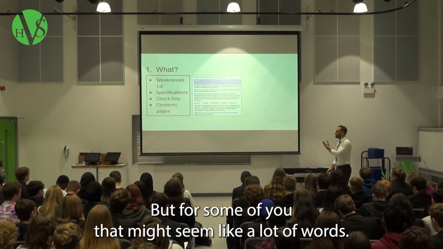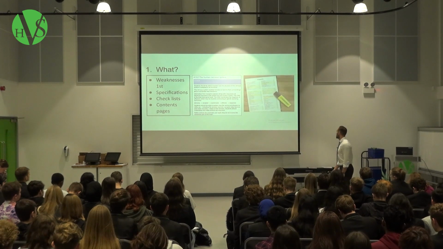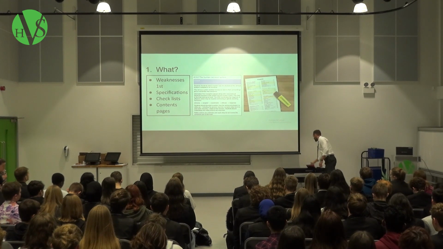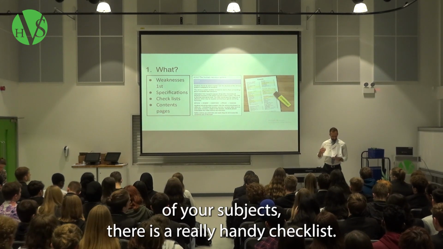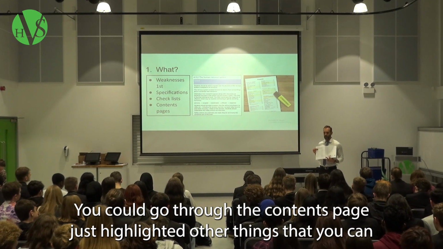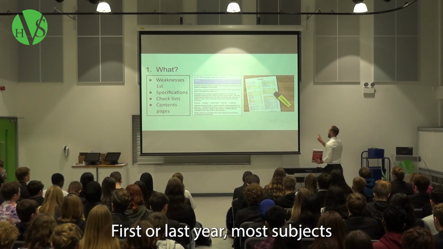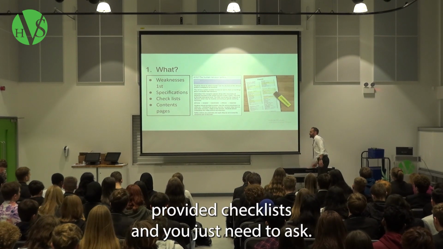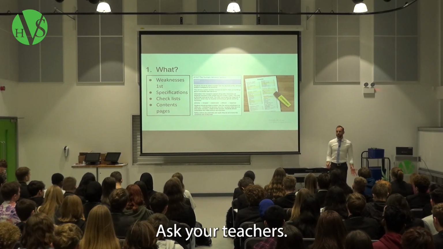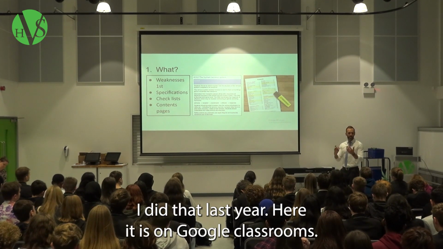But for some of you, that must seem like a lot of words. So this might be like 40 pages long, or even more for science, yeah? 3 sciences maybe, okay? But if you've got one of these, for any of your subjects, there is a really handy checklist right here, the contents page. You could go through the contents page, just highlighting either the things that you can do or the bits that you're weak at, and you will focus on those first. Or, last year, most subjects provided checklists, and you just need to ask your teachers, can you give me a checklist for the mocks? And your teachers will say, yes, I did that last year. Here it is on Google Classroom.